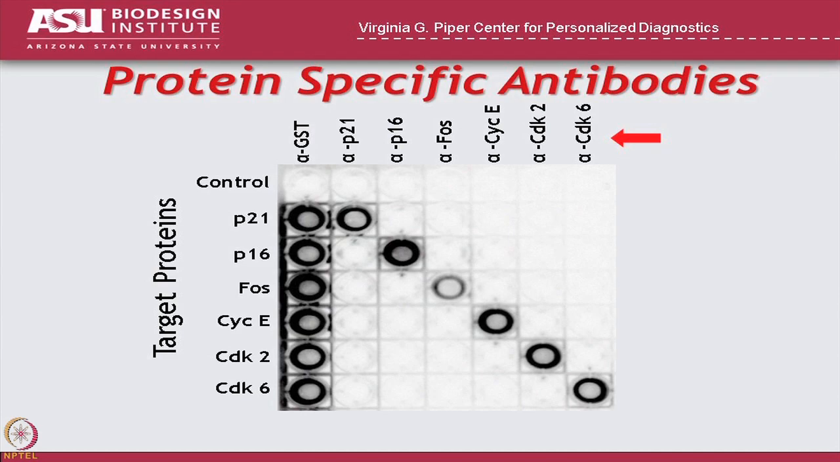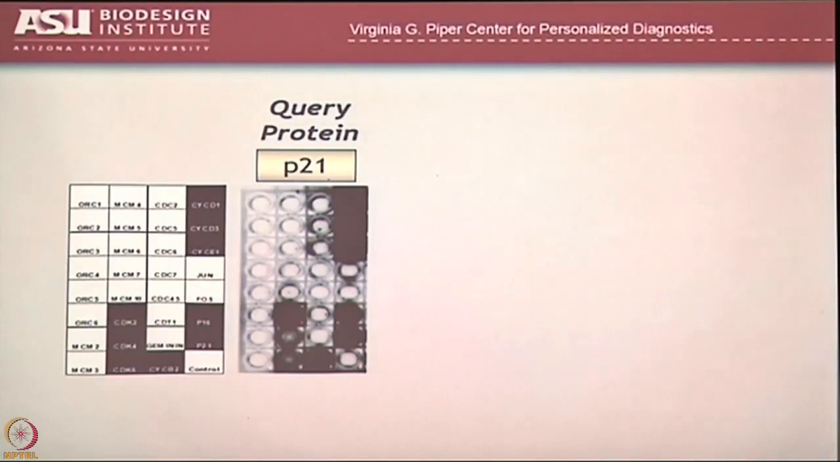Now you can use the same approach to look at interaction queries. In this case, here's a bunch of different proteins on a chip, and I say chip in quotes, because these are actually the wells of a 96-well dish. If I probe with the protein P21, it binds to all these CDKs, it binds to these cyclins, it binds to these here, and it binds actually to itself again. So those are the interactors for P21.